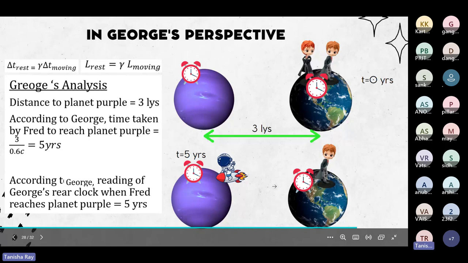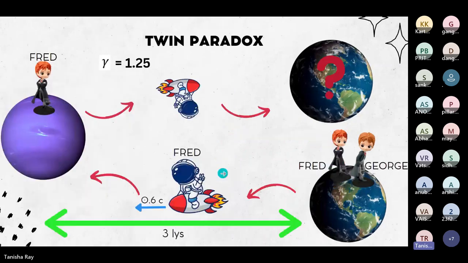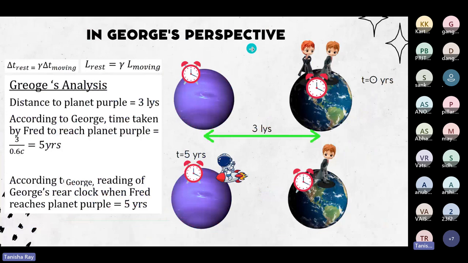So in George's perspective, this purple planet is 3 light years away from Earth. And it's Fred who is traveling with a speed of 0.6c towards the purple planet. And if we put these values and calculate the gamma, we will get it to be 1.25. So in George's analysis, if we calculate the time taken by Fred to reach this purple planet, it will be 5 years. So 5 years would have passed by the time Fred reaches the purple planet.